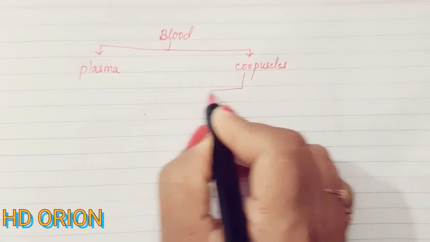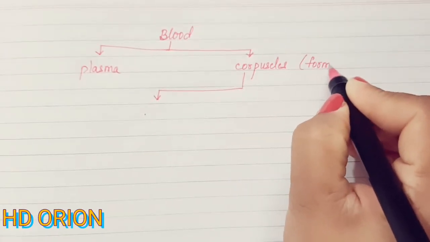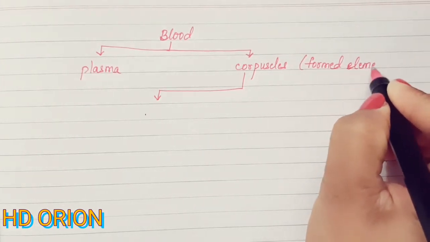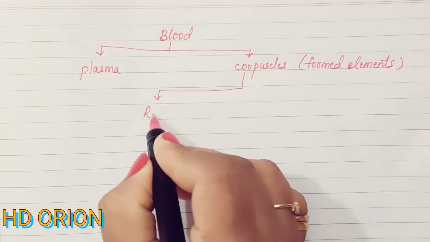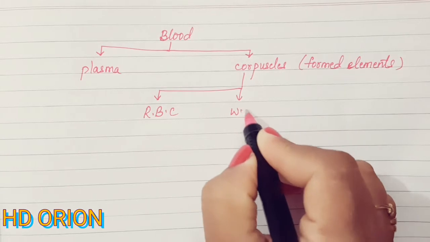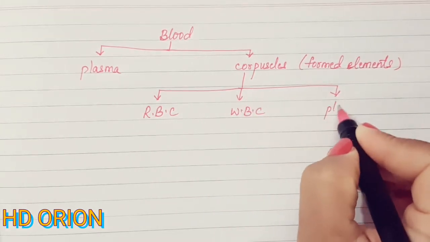The corpuscles are of three types. These are also known as the formed elements because they are formed in the bone marrow. The corpuscles are RBC, WBC and platelets.